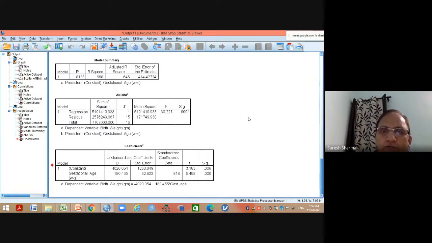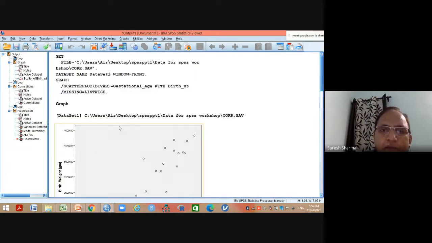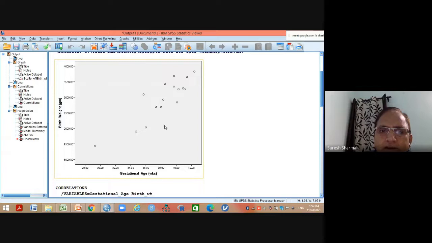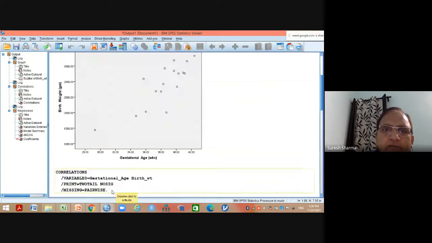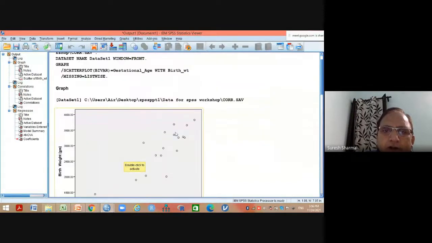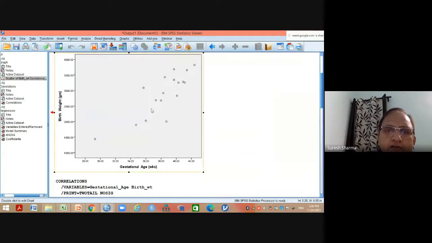And if I want to fit that line, we have already drawn a scatter plot. And what is this line actually? You give any value to gestation, you can estimate one birth weight. Give a second value, you will get 2 points. Take these 2 points here and plot a line. The line will look like this. How to plot a line? Double click, you will come to the chart editor.